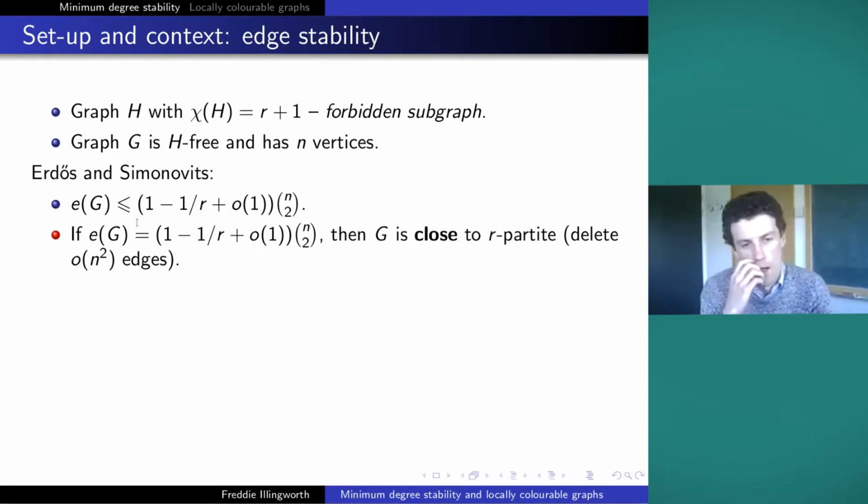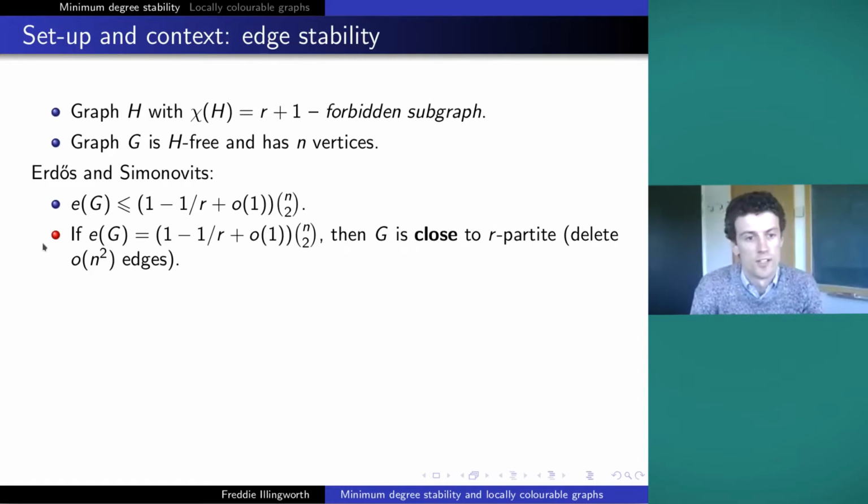point. So G can have at most essentially (1 minus 1 over r) n choose 2 edges, and you can see this is attainable by taking a complete balanced r-partite Turan graph on n vertices, and that won't contain H because it only has chromatic number r. But the result we're more interested in is this red bullet point, the fourth one, which is an edge stability result. So if a graph has that many edges, then it's close to being r-partite.